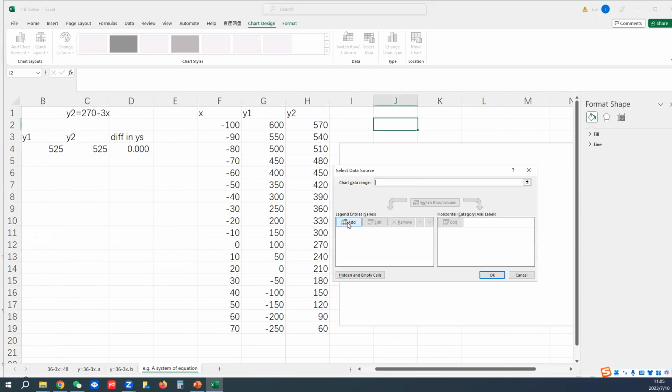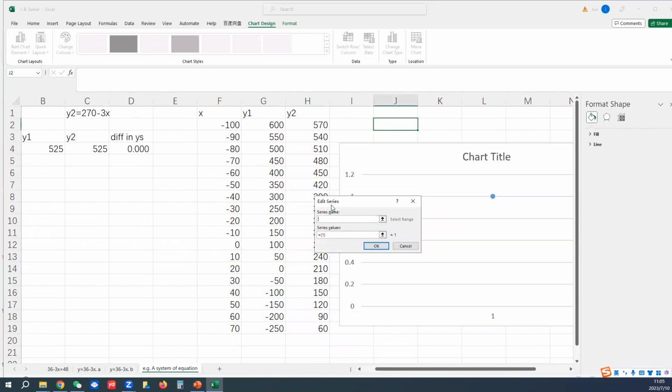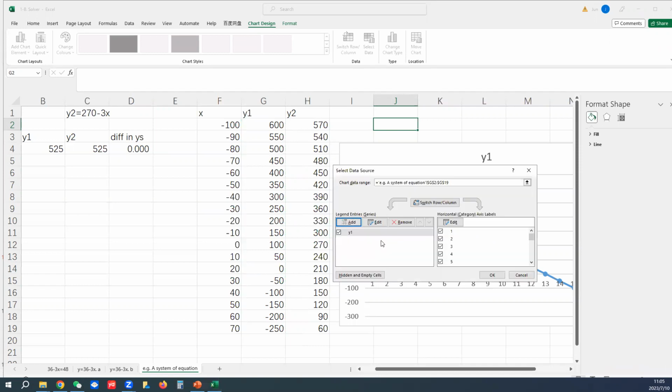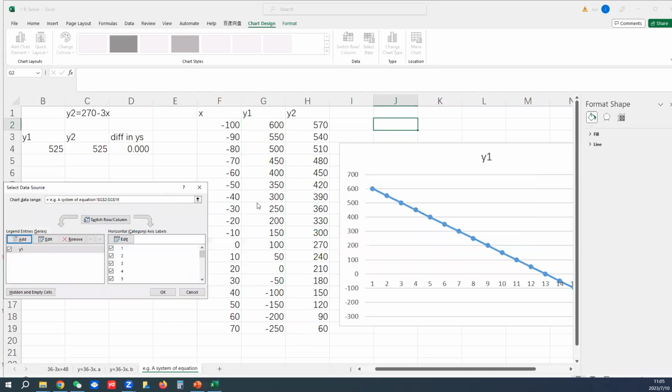Okay, so here you are to add the entry, the series name. So for the series, that's y1. Okay, and for the series values, you need to select the value of the corresponding y1. So here we start with y1. And this is what we have. Okay, so those are the values of y's. The first one 600, the next one 550, the third one 500.